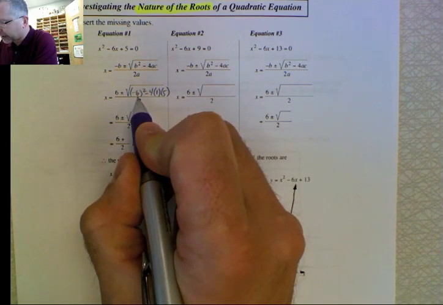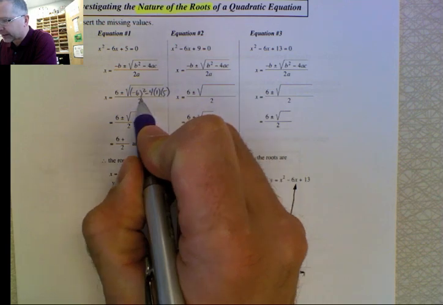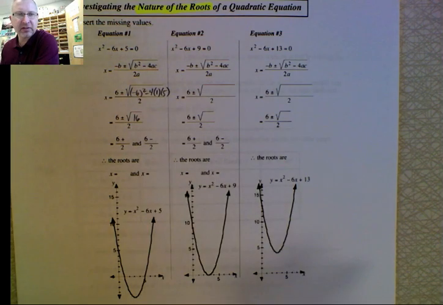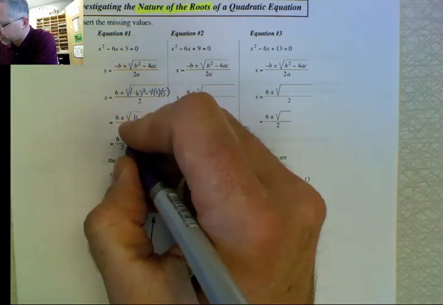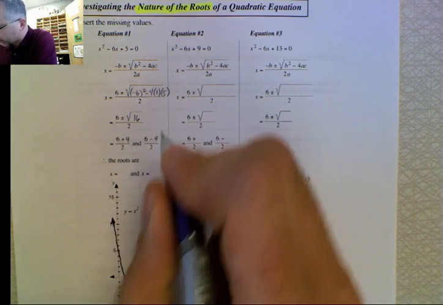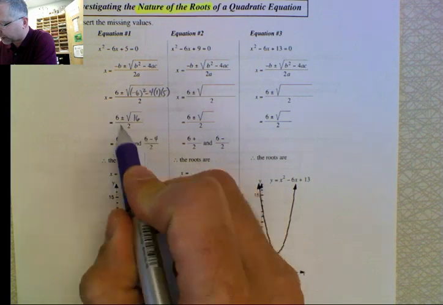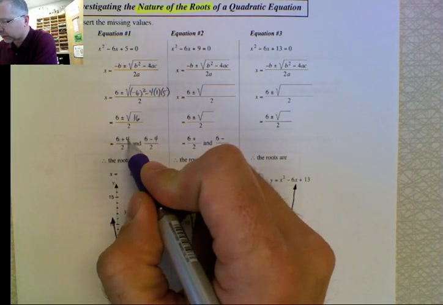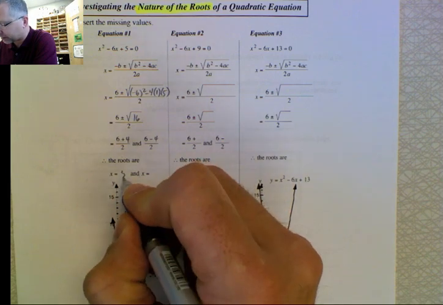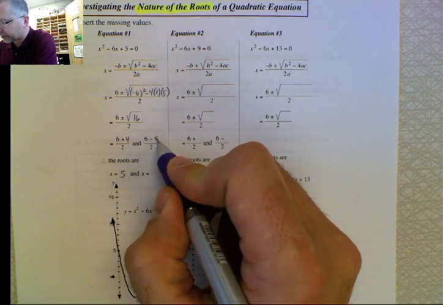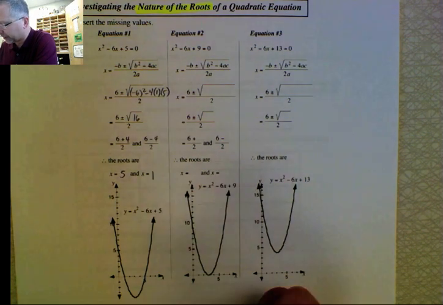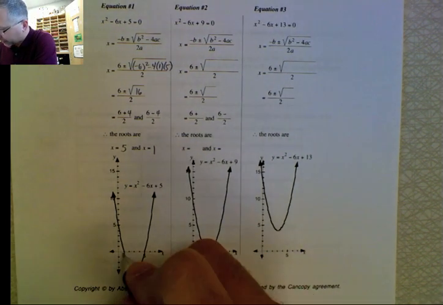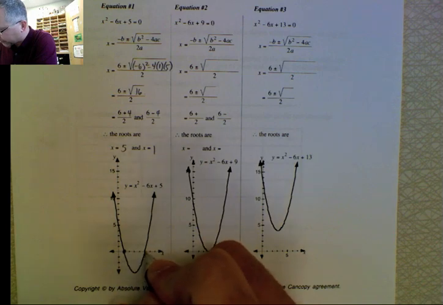If we work out everything inside the brackets, you're going to get 36 minus 20. So this is going to give us the square root of 16. Well, the square root of 16 is 4. So this really is 6 plus 4 and 6 minus 4, divided by 2. Well, 6 plus 4 is 10, and 10 divided by 2 is 5. 6 minus 4 is 2, and 2 divided by 2 is 1. If we confirm that on the graph here, the actual x-intercepts are at 1 and 5.